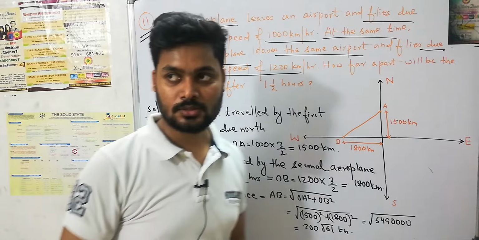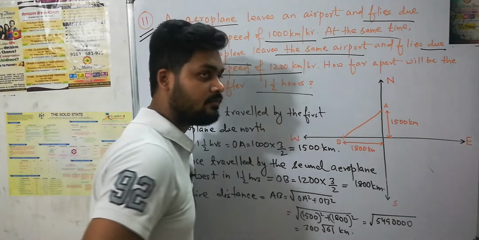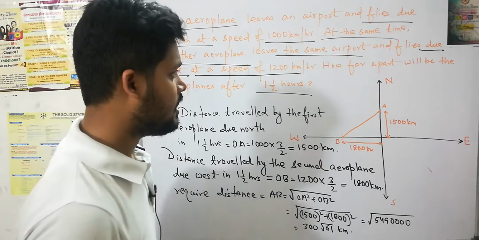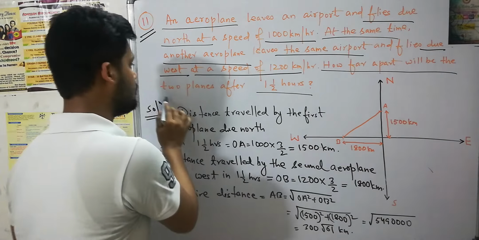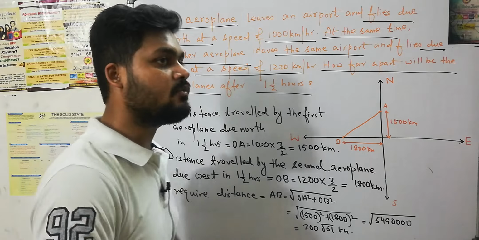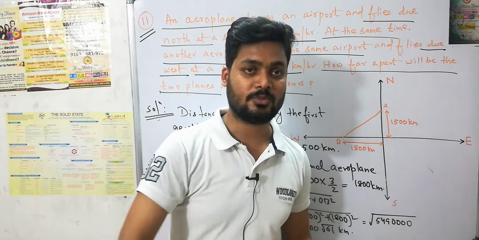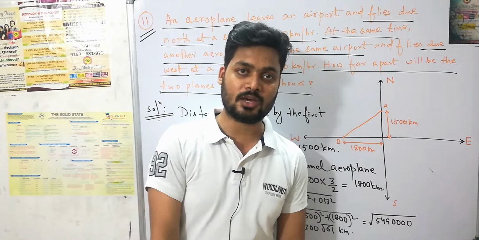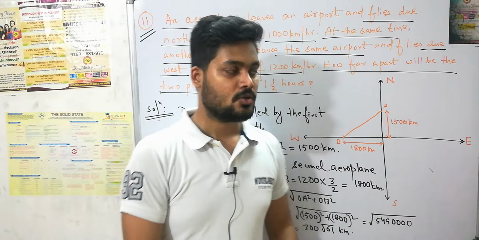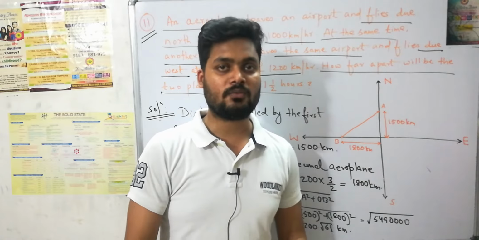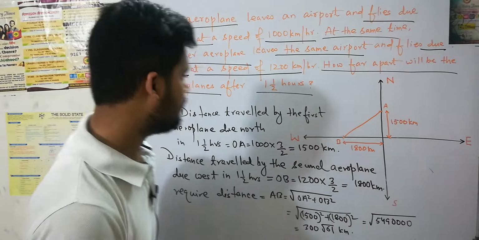So what is the question? After 1.5 hours, how far apart will the two aeroplanes be? That means, what will be the distance between the two aeroplanes after 1.5 hours? Because one aeroplane is flying due north, and another aeroplane is flying due west. That is the question. Now look at the figure, look at the solution.